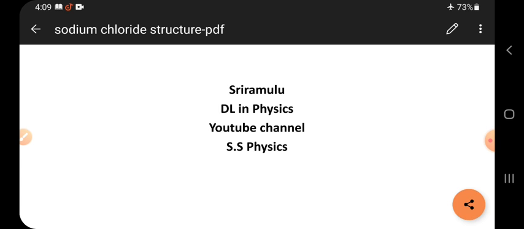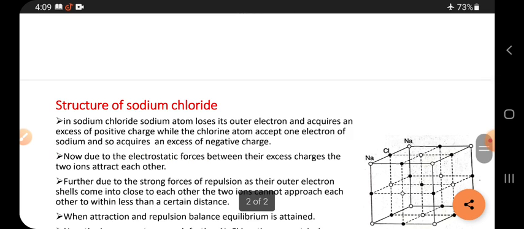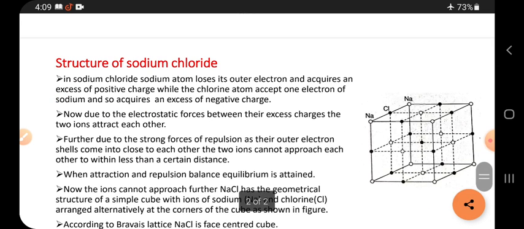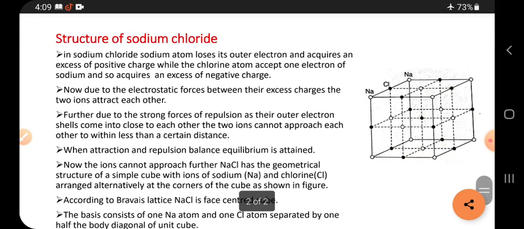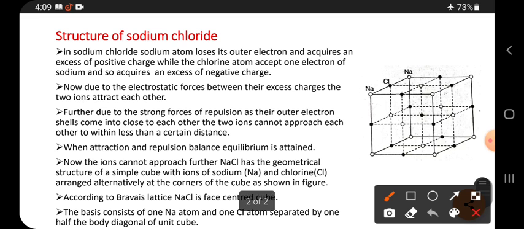So today's topic is the structure of sodium chloride, NaCl. See the structure. In sodium chloride, the sodium atom loses its outer electron and acquires an excess positive charge.